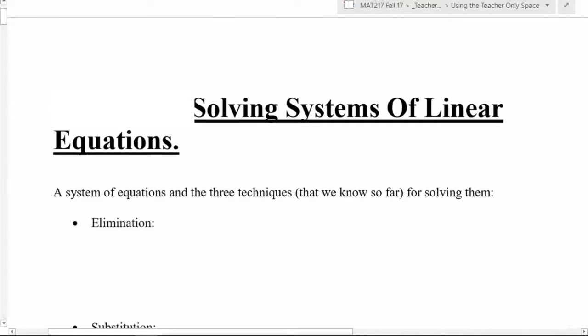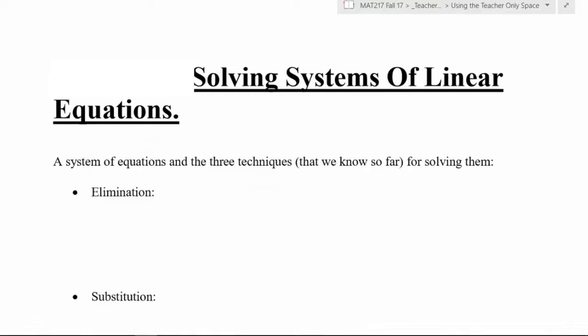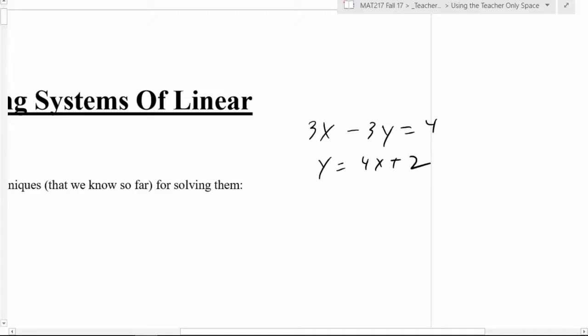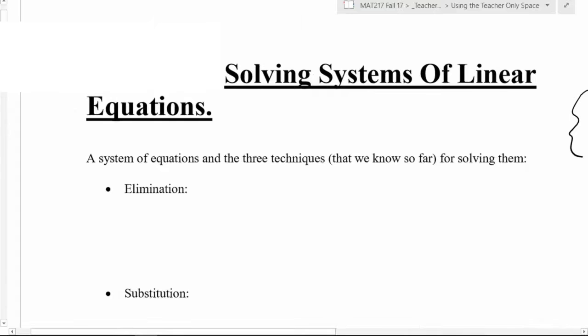Okay, so a system of equations, we have three different techniques for solving a system of equations. And if you don't remember what that is, a system of linear equations could be any set of equations like 3x minus 3y equals 4 and y equals 4x plus 2. Just made them up out of thin air. It would say solve the system. And so it would look something like this with a set of braces around it. Okay. So we have three techniques.